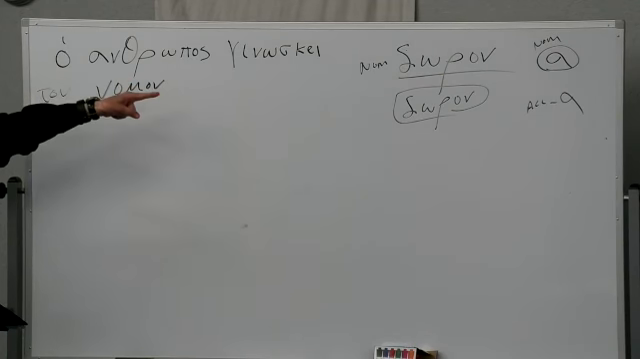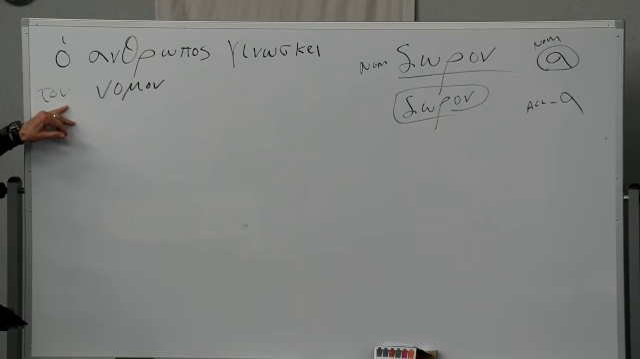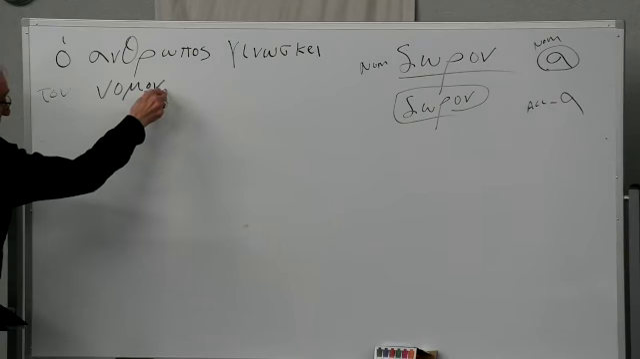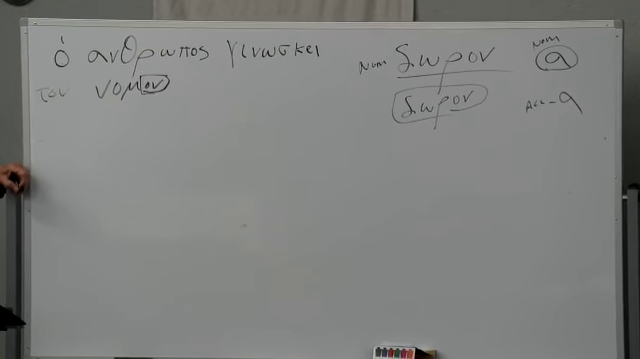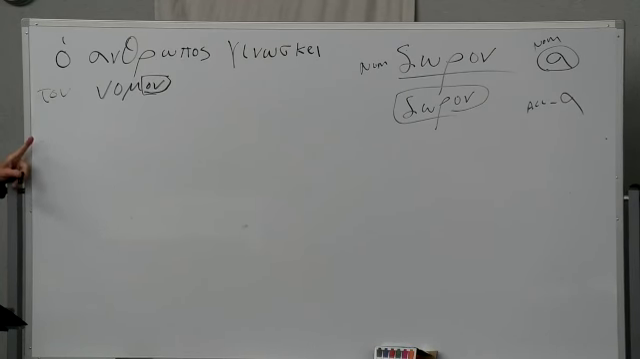So the man knows, and here I'm down to the direct object, and it's accusative because it ends in omicron nu. If I don't know what nomos means, I'm not going to be able to translate it. The man knows the law. This is the definite article.